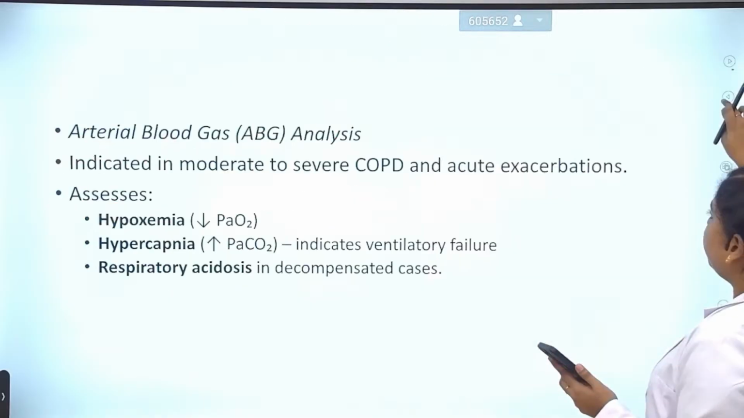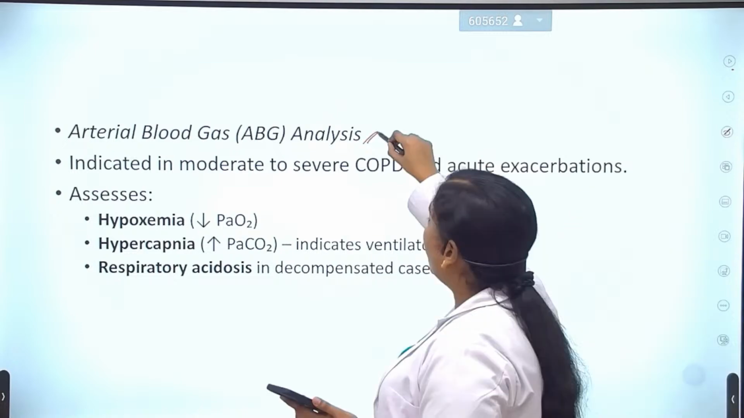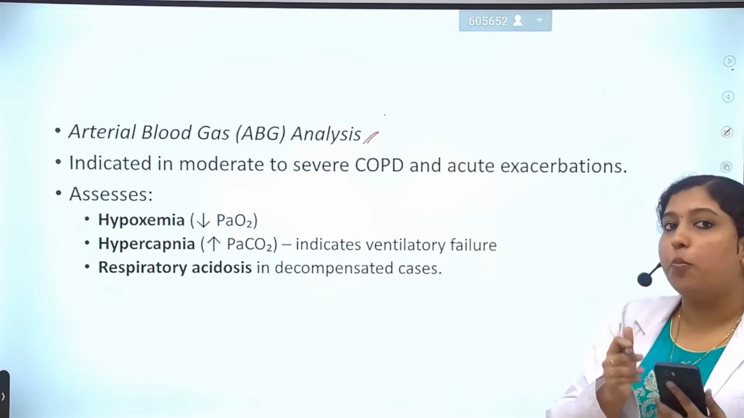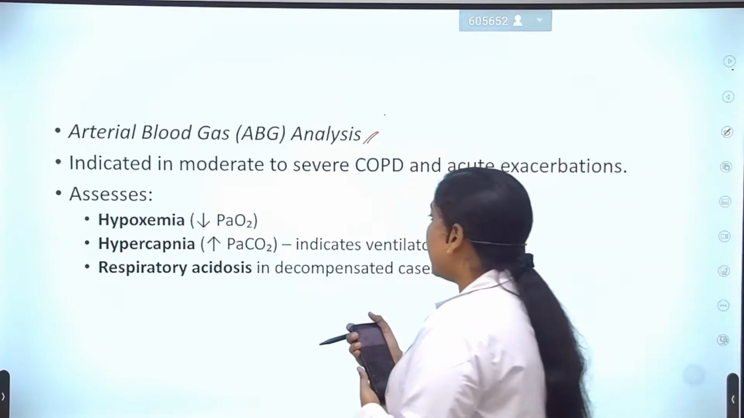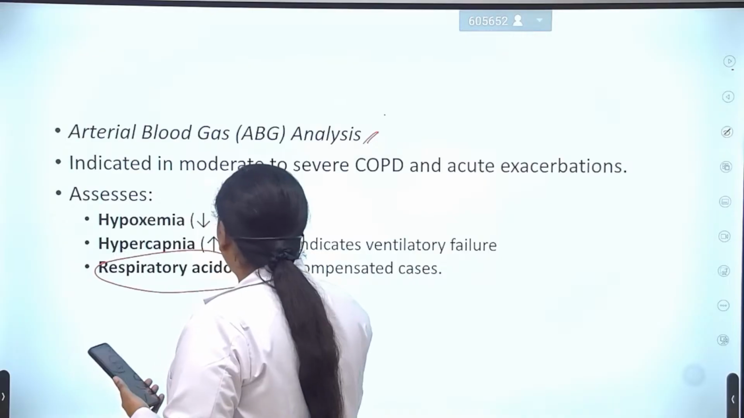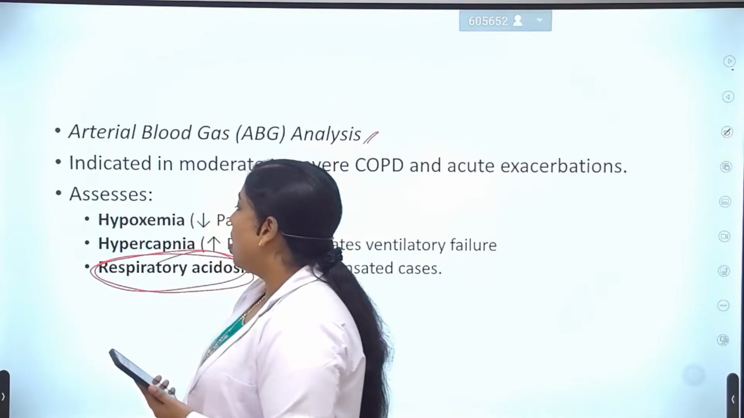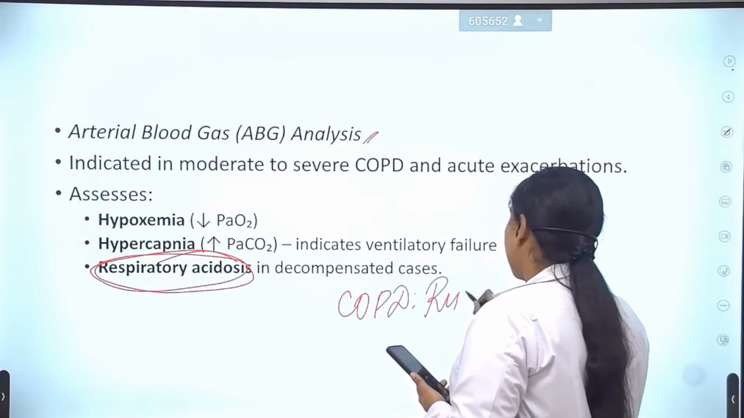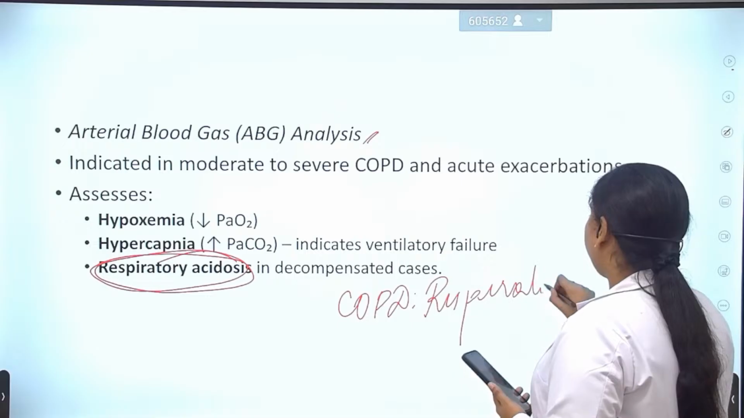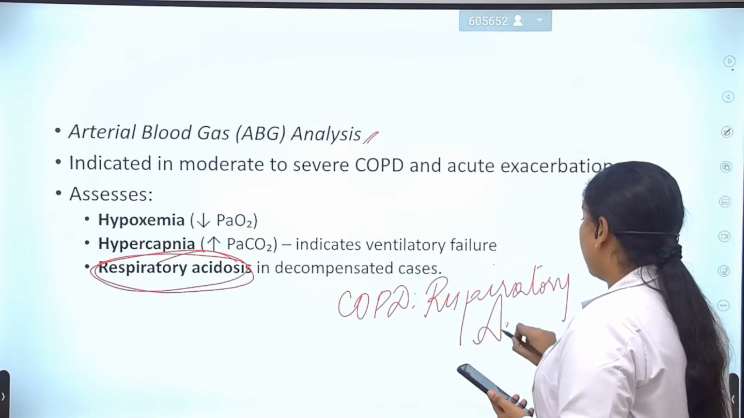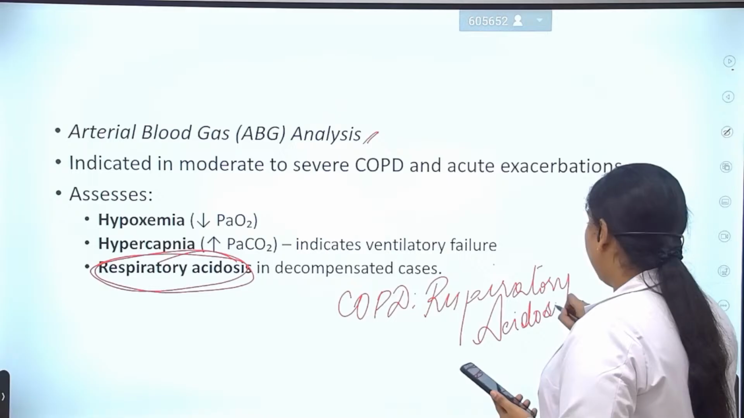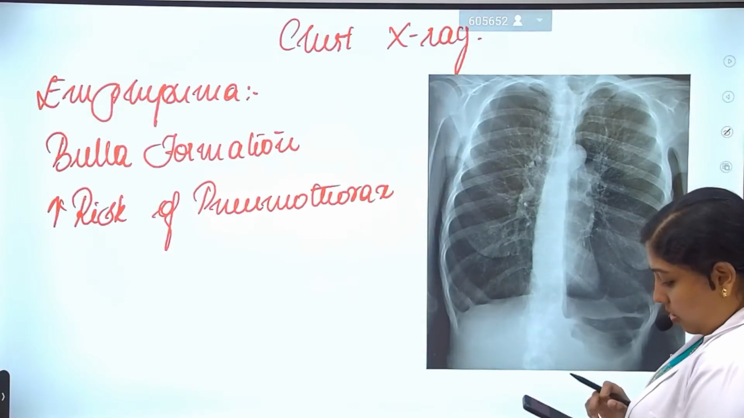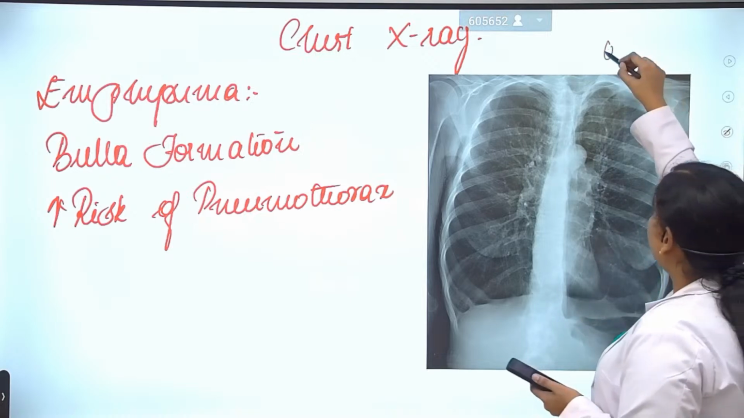Next, arterial blood gas analysis. Just remember which ABG finding is seen in COPD patients. Because of the hypoventilation, the patient will go into respiratory acidosis. Whenever you think about COPD, think about respiratory acidosis. Respiratory acidosis.